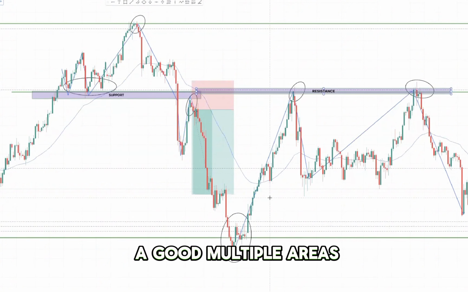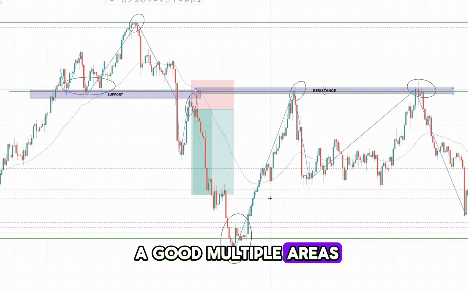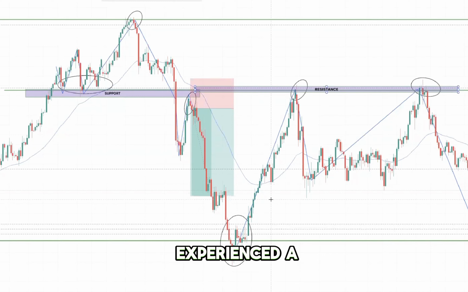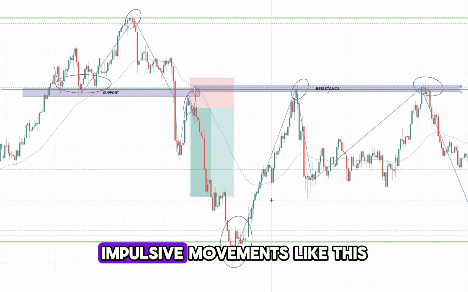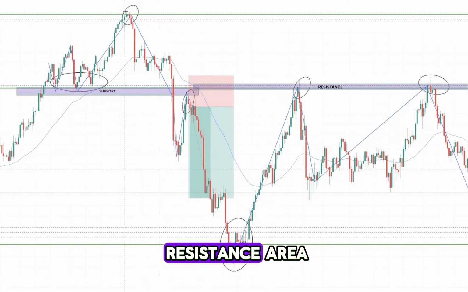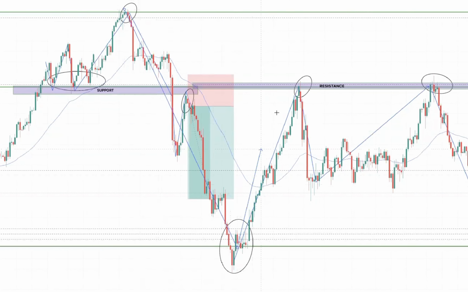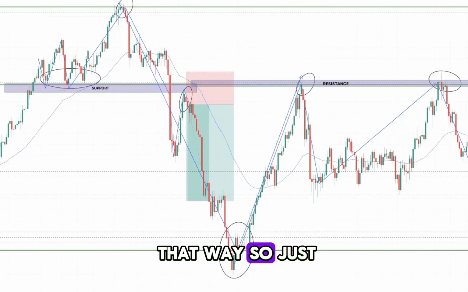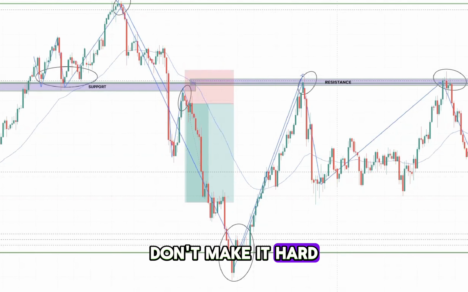If you can't find good multiple areas, historical touches, then you should look for areas that have experienced large impulsive movements like this. Then you map it as your support or resistance area. You can see this large area. You can map it that way. So just make it easy. Don't make it hard on yourself.